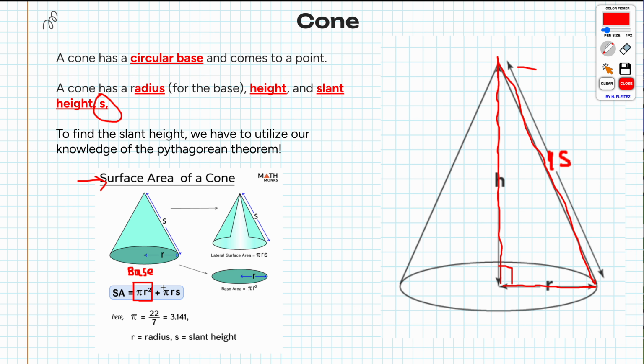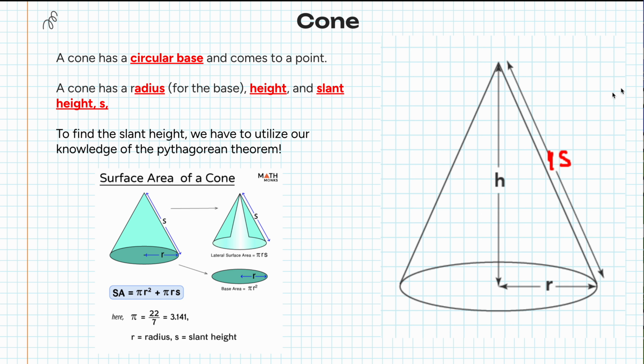Now this pi r s represents the lateral face when that cone is opened up and separated. So this picture gives a nice little demonstration of separating the cone. We have our circle as the base on the bottom, and then this turned in piece is going to open out, and to find the area we do pi times r times our slant height.